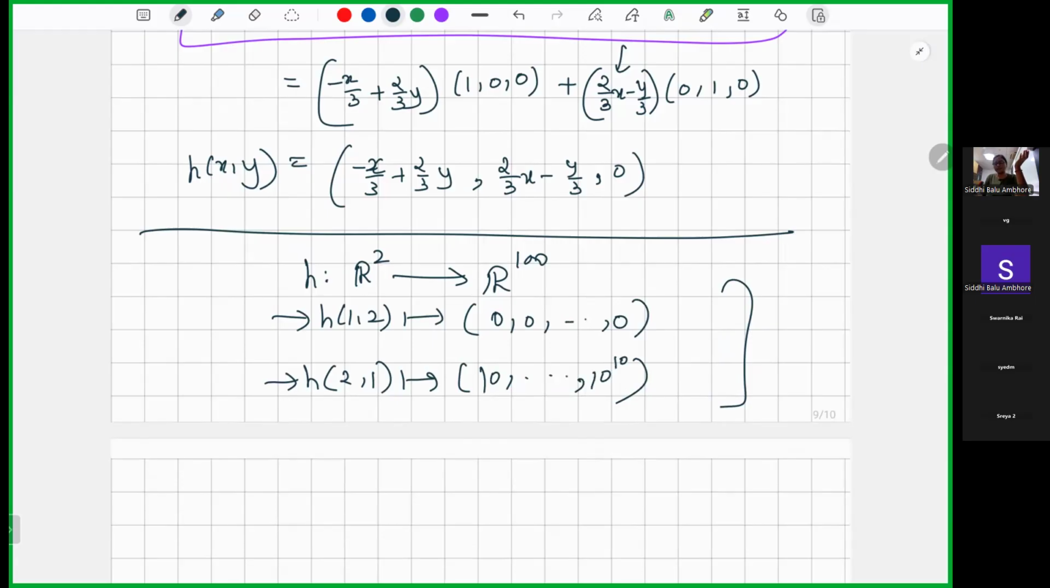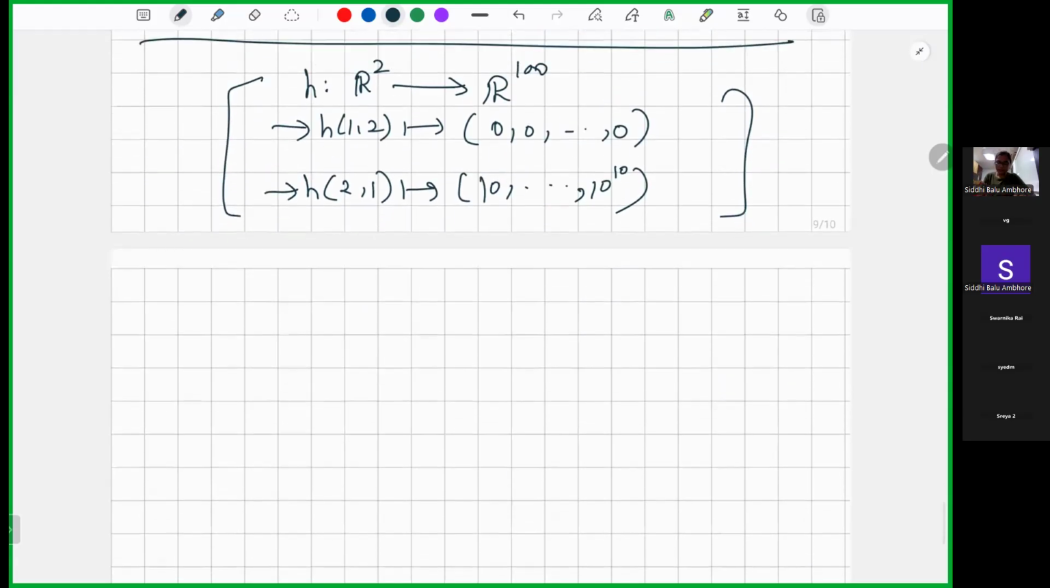Once you know the basis for the domain and you have the values of f on the basis, you can have the information about f entirely for any given point. You can know the value of the function, because this is what I said so far.